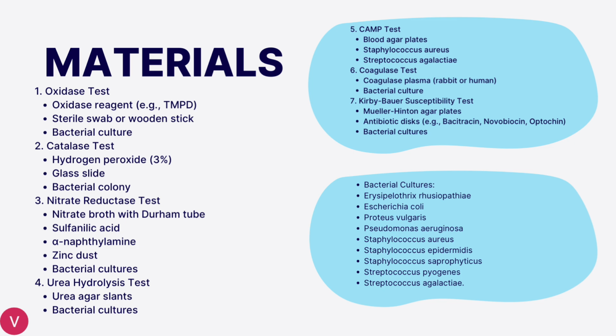For our CAMP test, we use blood agar plates, Staphylococcus aureus, and Streptococcus agalactiae. For the coagulase test, we use coagulase plasma from either rabbit or human and the bacterial culture. For the Kirby-Bauer susceptibility test, we use Mueller-Hinton agar plates, antibiotic discs, and bacterial cultures.